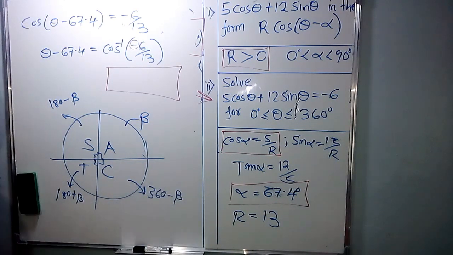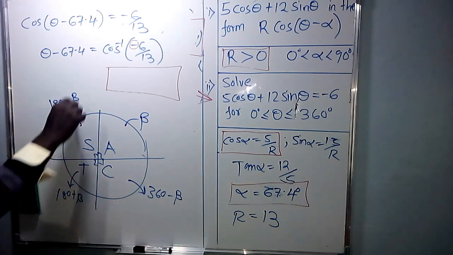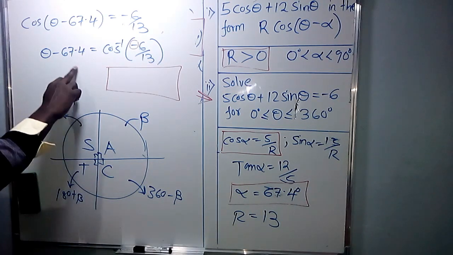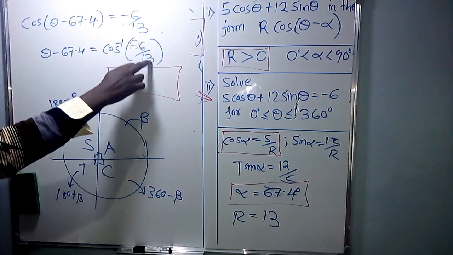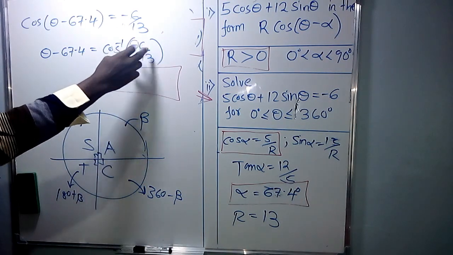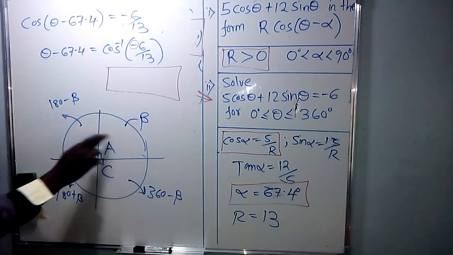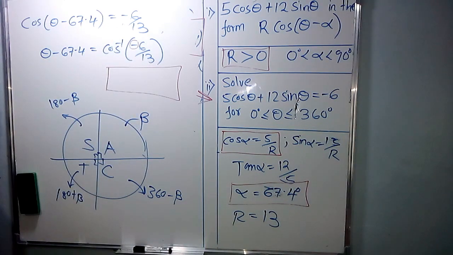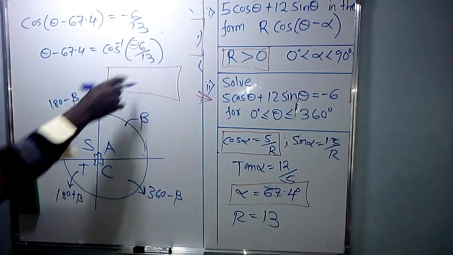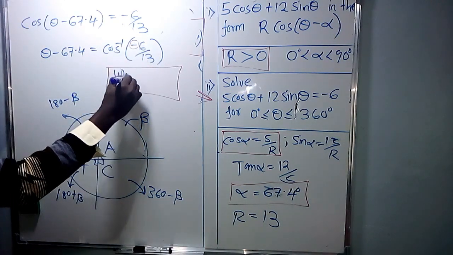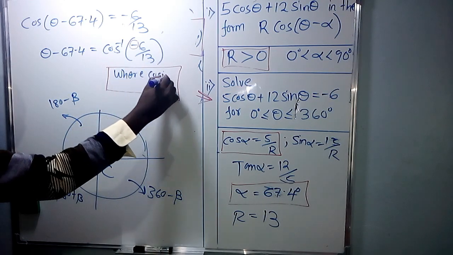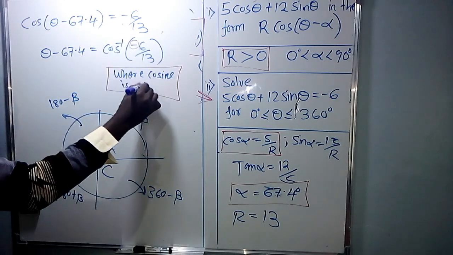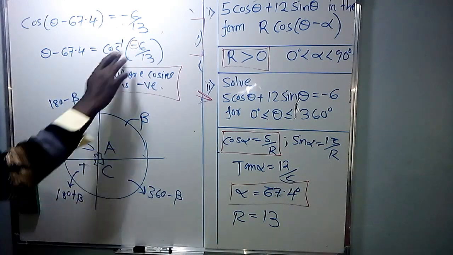Are we together? Now here, on the left hand side of the equation, we have theta minus 67.4 degrees. So what is the cos inverse of 6 over 13? You don't look for the cos inverse of negative 6 over 13. The negative sign tells us the quadrant where cosine is negative. So you simply look for the cos inverse of 6 over 13, but not negative 6 over 13. The negative will tell you the quadrant where the cosine is negative, isn't it?